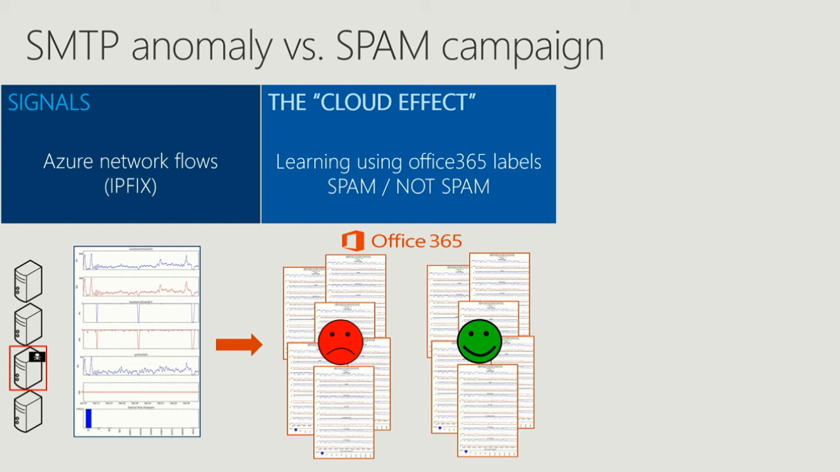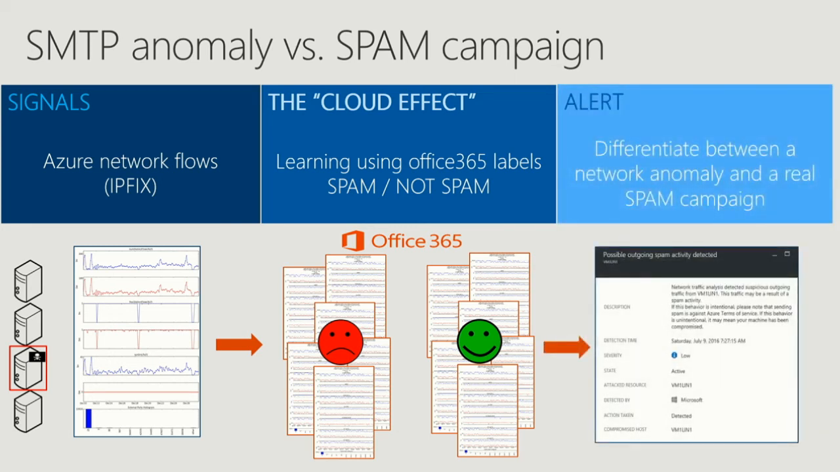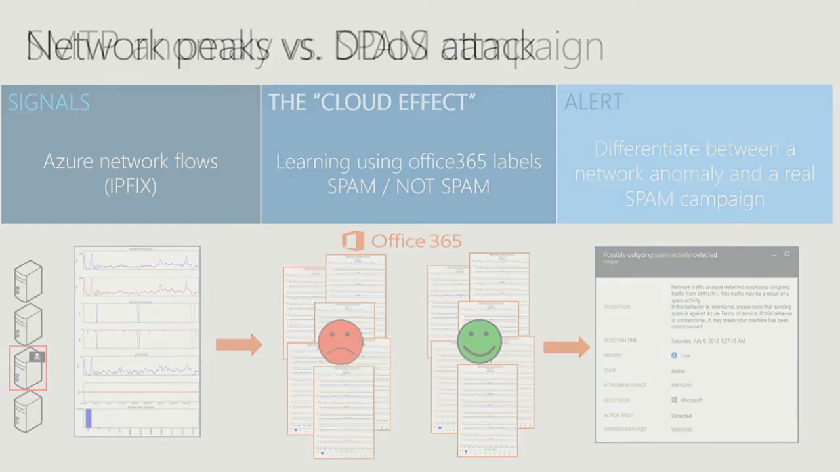And all that without even looking at the email. We don't need to look at the email content. All we need to do is look at the network and see what Office 365 sees. And the result is a high-severity, high-fidelity alert in Azure Security Center that differentiates between an SMTP anomaly and a spam campaign, telling the customer, hey, your machine is compromised and participating in spam, which means it's compromised by malware and doing something bad.